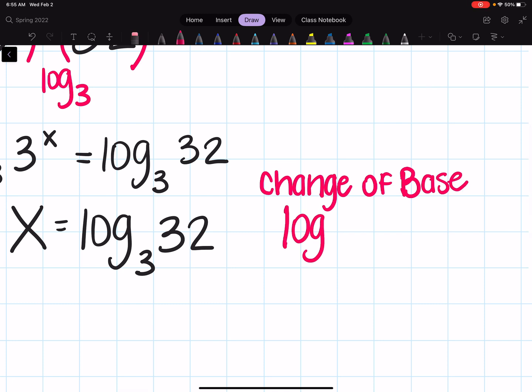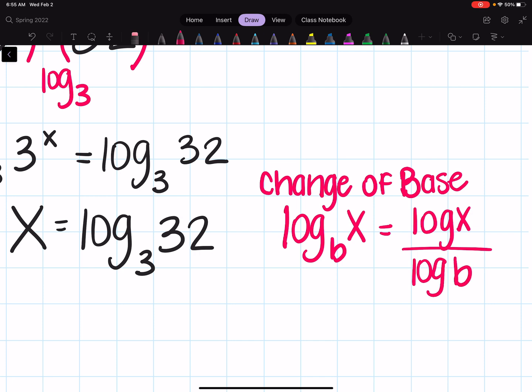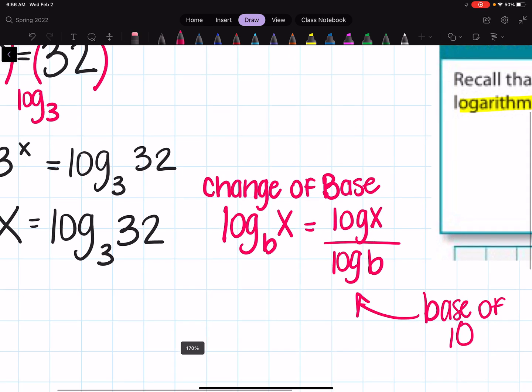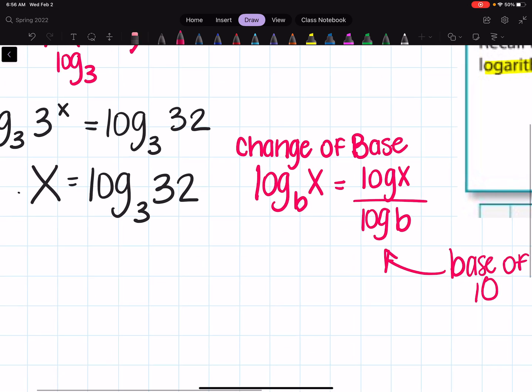So our change of base formula said that if we had an expression like log base b of x, we could rewrite this as log x over log b, where now both of these have a base of 10. And we know that our calculators can compute a base of 10. So let's go ahead and rewrite log base 3 of 32 with that change of base formula.